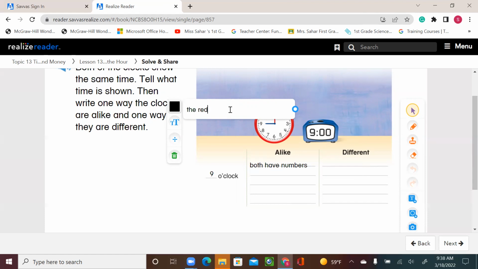So we can say that you can say the red clock or the round clock, whatever you like to call it, or the analog clock, as well as minute and hour hand. So we have the minute and the hour hand.